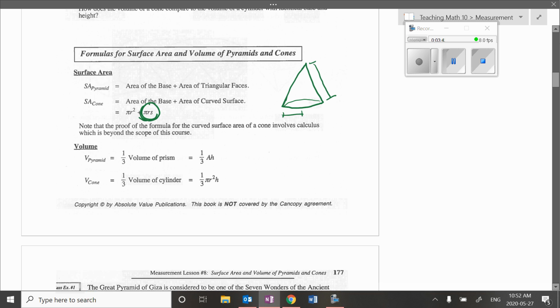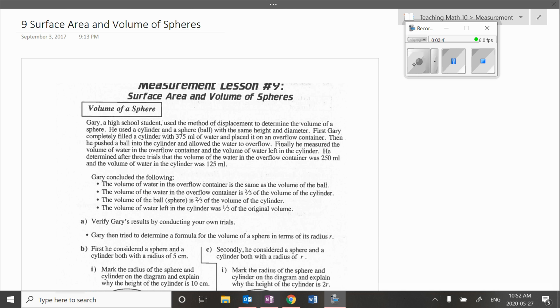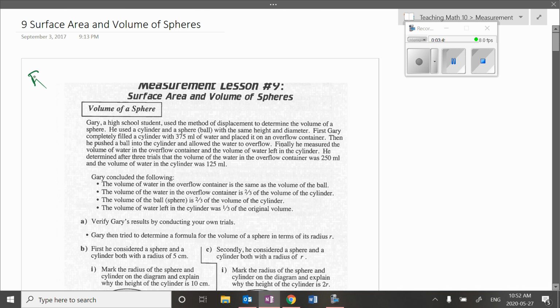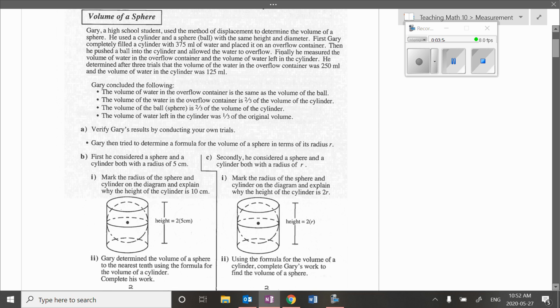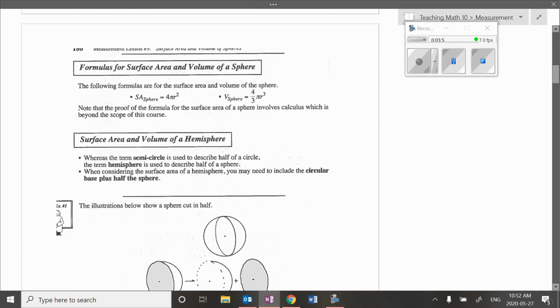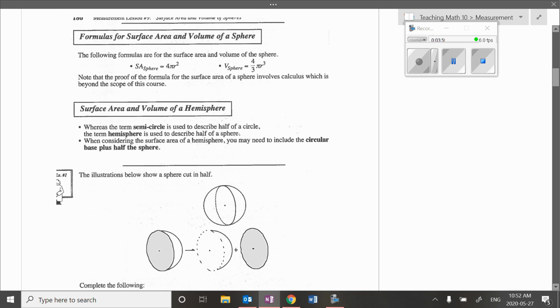And now we're going to go on to spheres. If you turn to page 185, we go into spheres a little bit more. So for a sphere, surface area is 4 pi r squared, and volume is 4/3 pi r cubed. It's really important that you recognize that cube piece and where that has to be a cube, because our volume is always measured in cubic units.